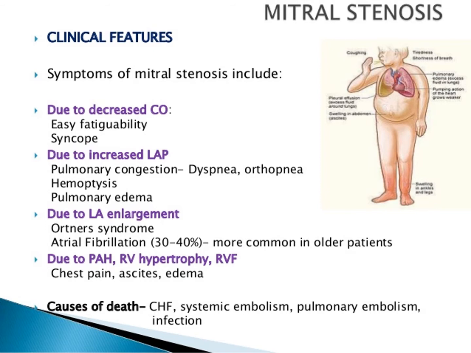Pulmonary arterial hypertension may lead to right ventricular hypertrophy and eventually right ventricular failure, which may manifest by chest pain, ascites, and edema. Causes of death in mitral valve stenosis patients include congestive heart failure, systemic embolism, pulmonary embolism, and finally infection.